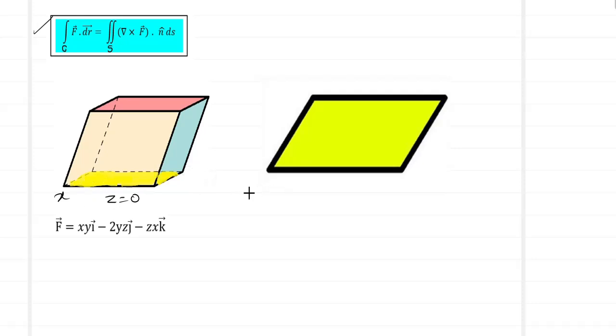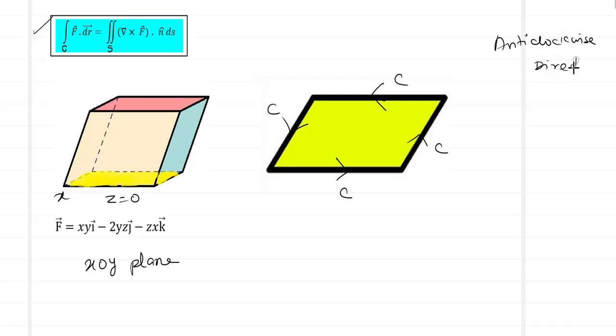So when this X, O, Y plane has been cut off, what will happen? We have this cut open surface to be my curve C. So this is my curve C. How will you traverse your curve C? You will have to keep in mind curve C will always be traversed in the anti-clockwise direction. Okay, so direction is very important. How do you traverse your curve C? Always in the anti-clockwise direction.